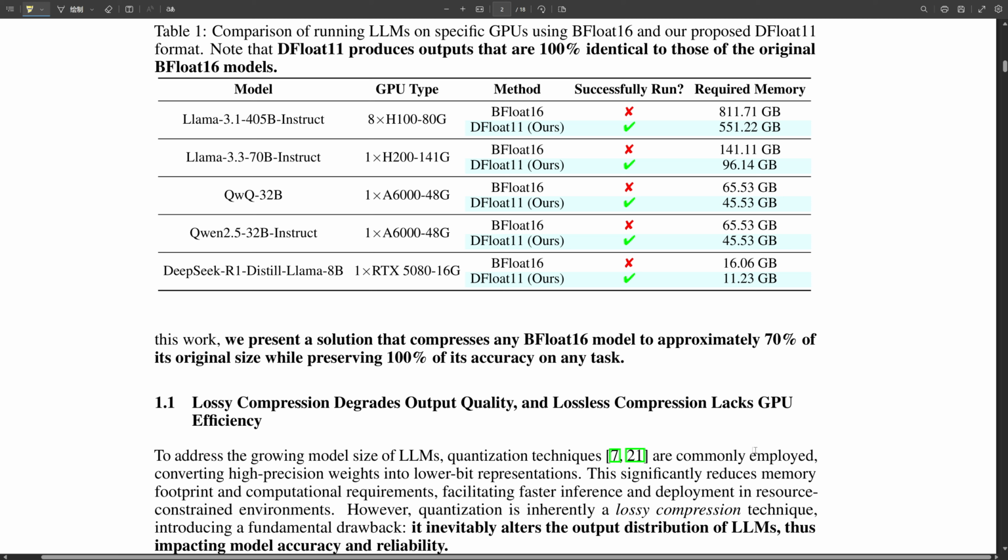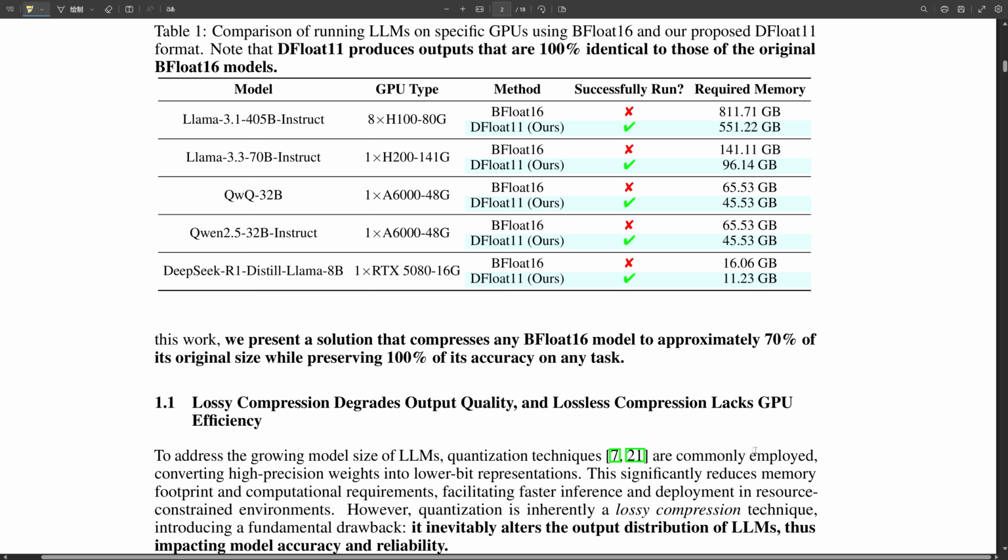The paper puts it quite clearly, actually. It says, "Quantization is inherently a lossy compression technique. It inevitably alters the output distribution of LLMs, thus impacting model accuracy and reliability." So you're approximating. You're not getting the exact same model back. Correct. You're changing the underlying values, and while it often works surprisingly well, it's not a perfect replica. You might lose subtle things the model learned.